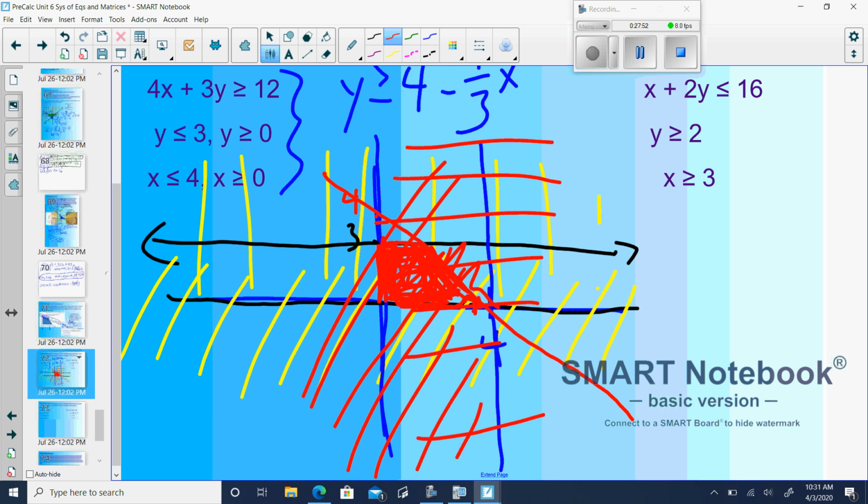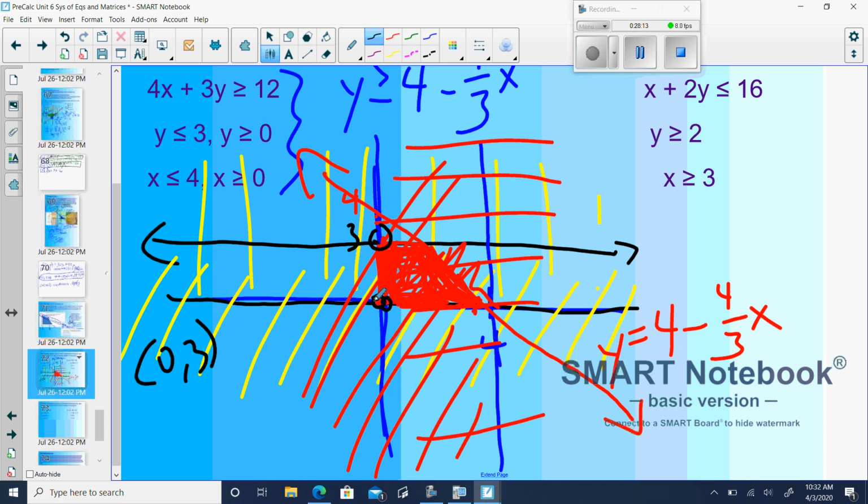So we have a lot of things to consider right here. So I'm going to say right here, y equals 4 minus 4/3 x. All right, so what are our vertices? Well, right here we have 0, 3, 0, 0. Then right here we have where 3 meets up with 4 minus 4/3 x.